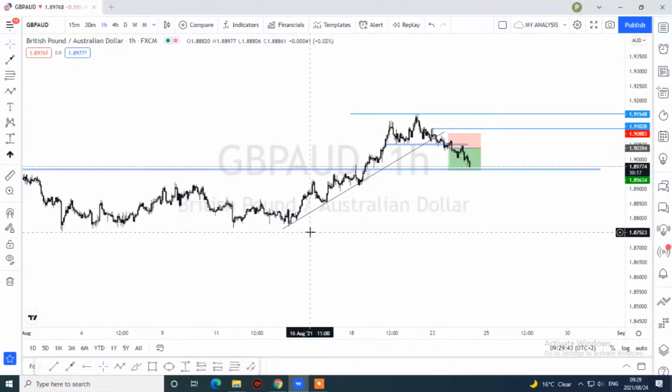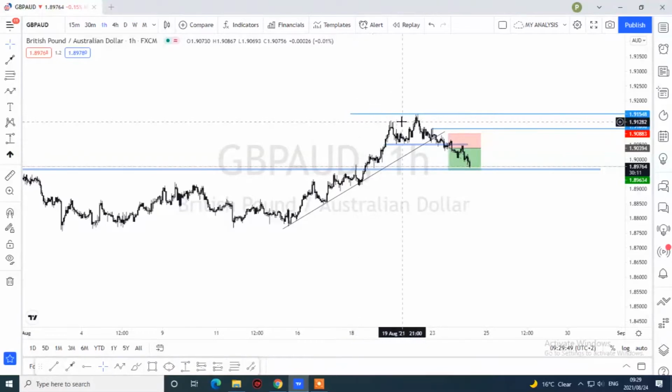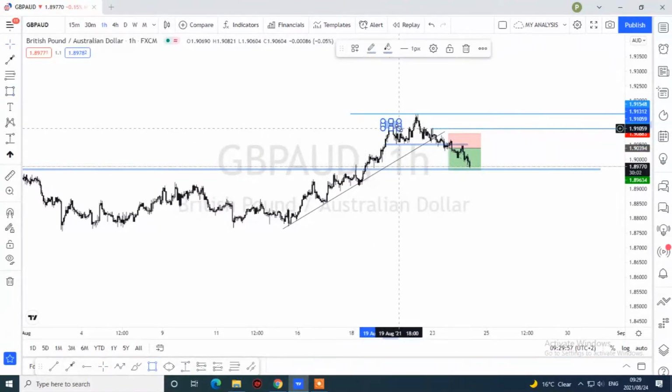So yeah, this is how we looked at GBP odd. And as you guys can see here as well, there was a double top that happened here. There was some sort of a double top.